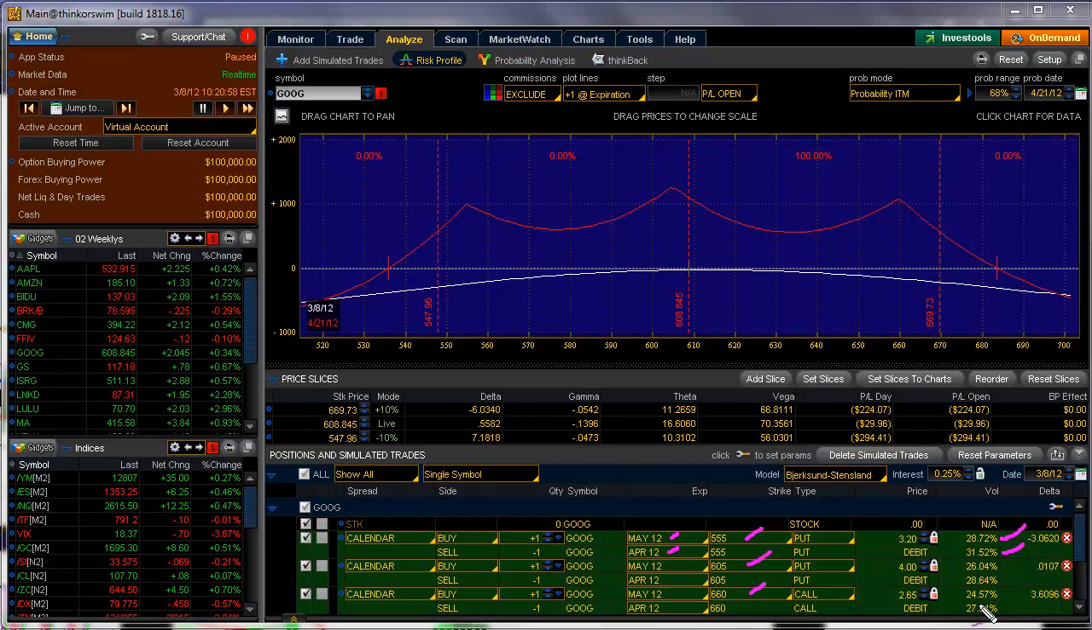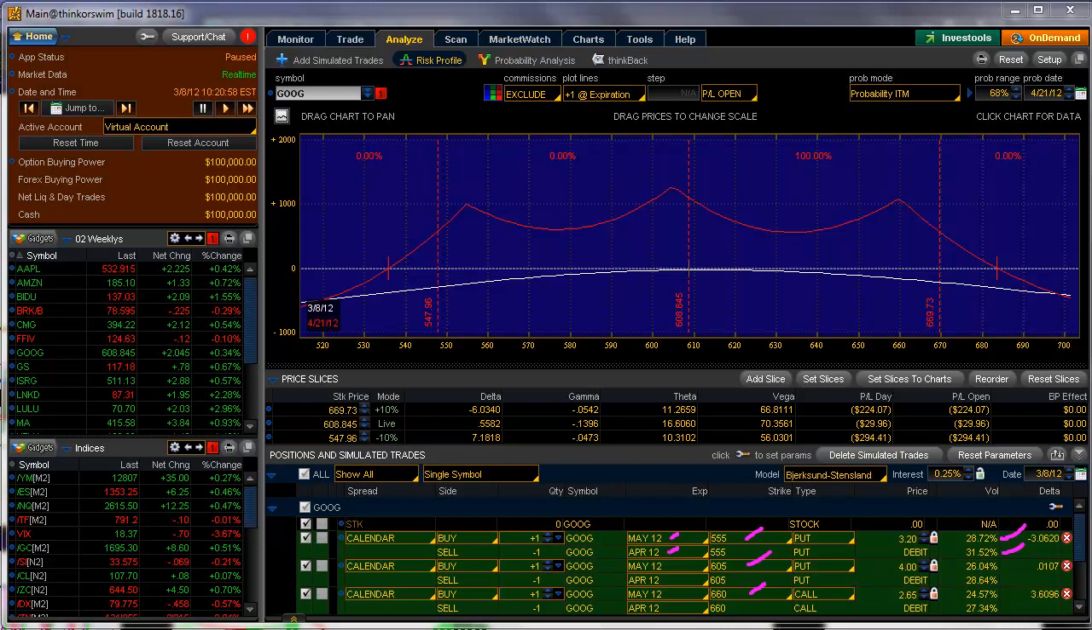Some people actually do calendars with the far month much further out than what I did here. They might go way out, to a LEAP, into January of next year, or the following year. But the risk there is that the stock price moves, and you ideally want to be writing calendars monthly, over and over again, if you're at the money or close to being near the money.